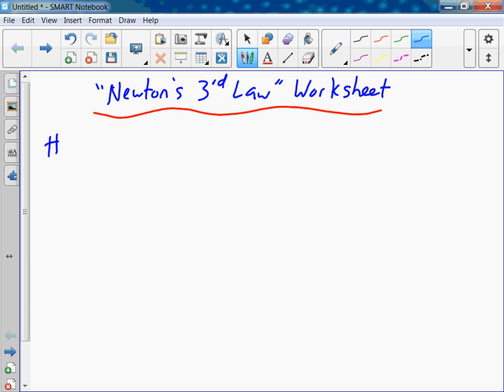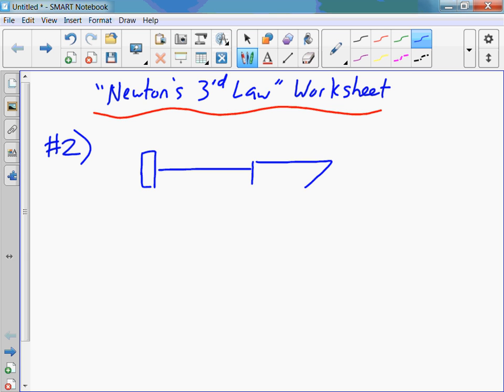Alright, so we're going to do number 2. And that's all about the motorboat pulling an 85 kilogram skier. Alright, so we've got the force of friction on the skier is 550 newtons. And the motor is providing an applied force of 1500 newtons.